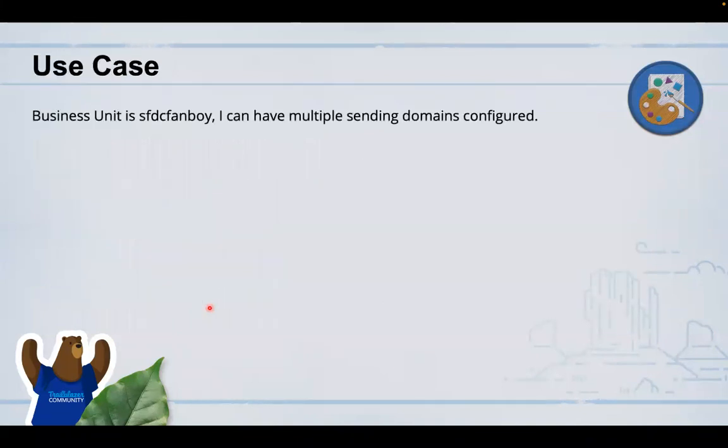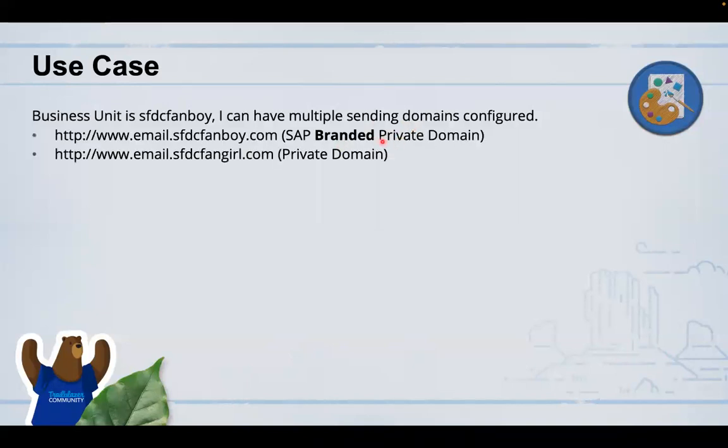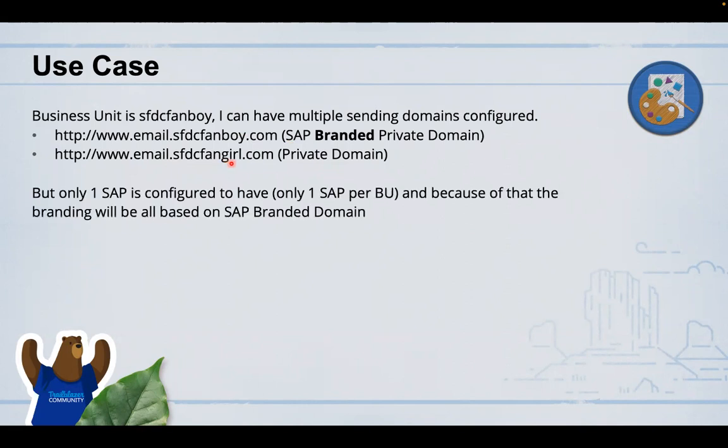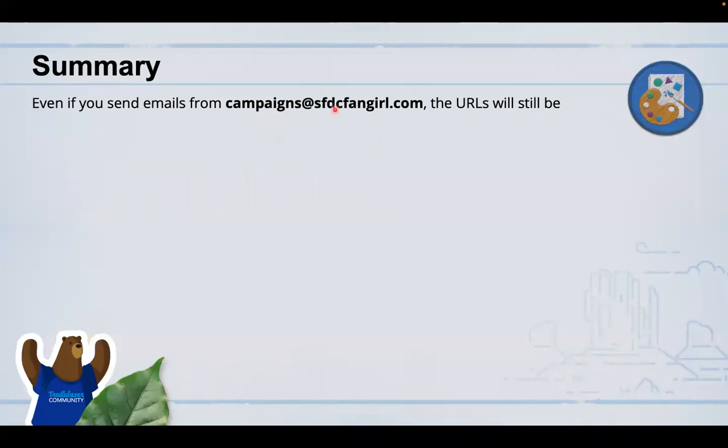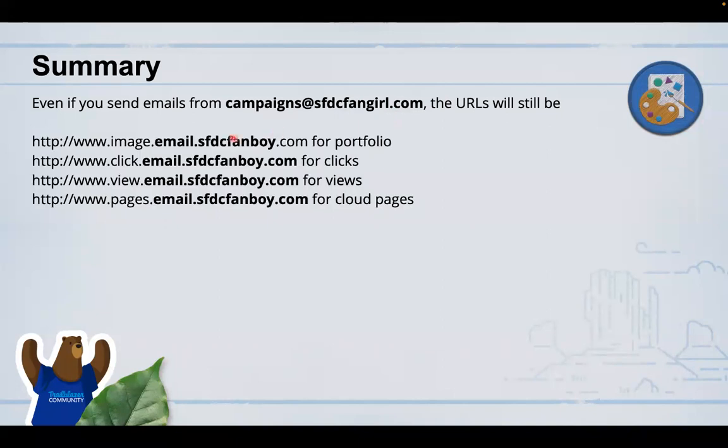Then I'll talk about sending domains. The branding domain is one, and the email sending domain is another. So the SAP branded domain is Fanboy, and I purchased another domain, SFDC Fangirl. What I'll do is send out an email from sfdcfangirl.com. This is my sending domain, but all my brands and URLs will still use my private domain, my branding domain. It won't use the sending domain.